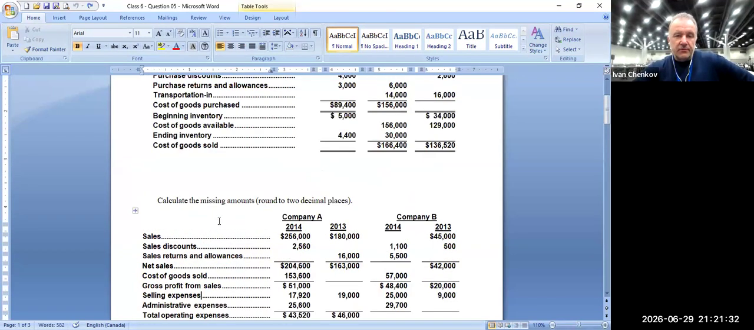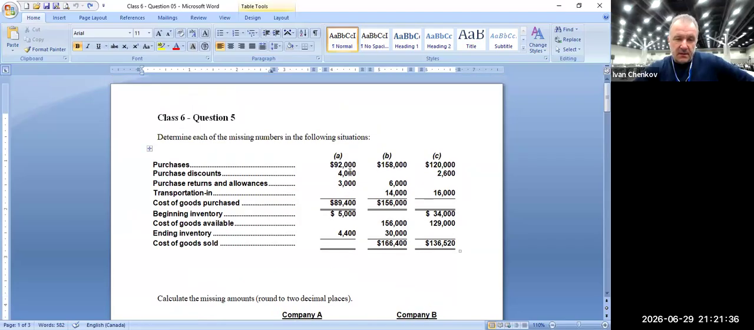Again, this is only for you to see and to practice and to get comfortable with calculation of cost of goods sold on the periodic inventory system. That's all. And that's where we're gonna end up today.